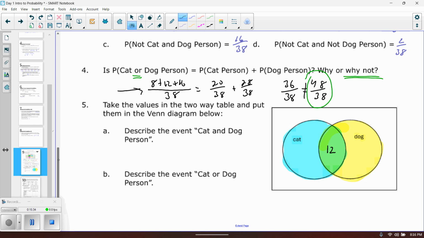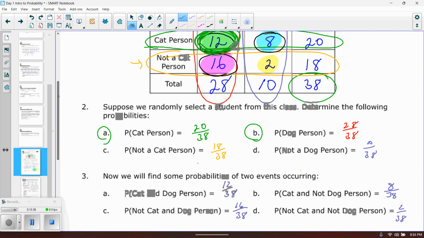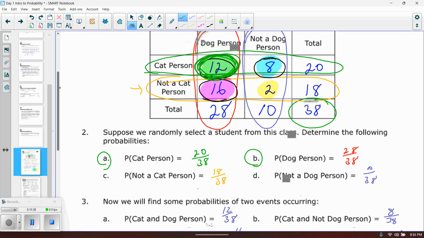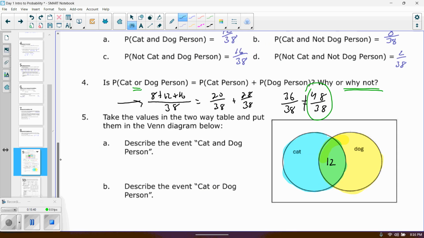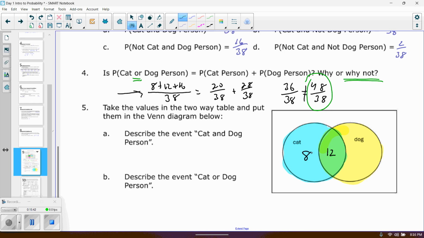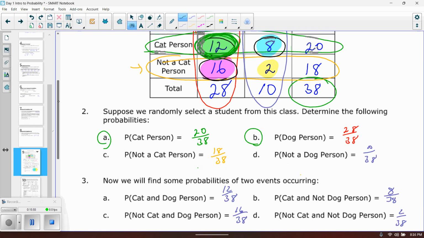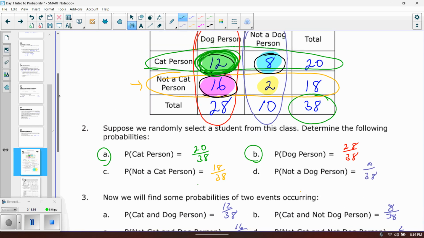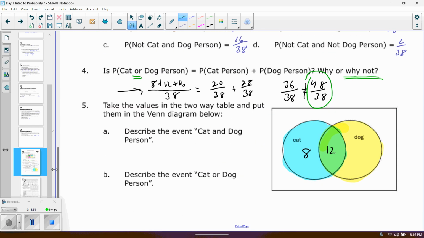There are 8 people that only had cats but not dogs. So we're going to put the 8 in the blue section, because those are the people who only liked cats or had cats but not dogs. And then in the yellow section is going to be the people who only had dogs but not cats. And that was 16 of them. Again, all that's coming from the chart.